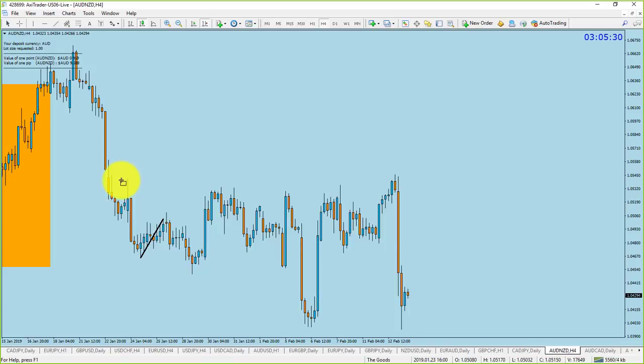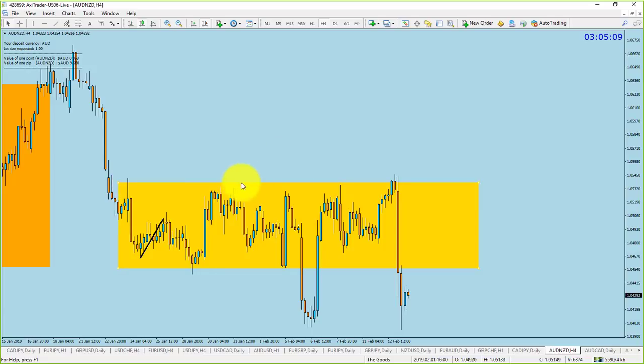So I would tend to draw a box here. Now, you could include these lows down here, or you could just say that, no, we've already established the edge of the box down here. And I think in a lot of ways, this is probably the better box.